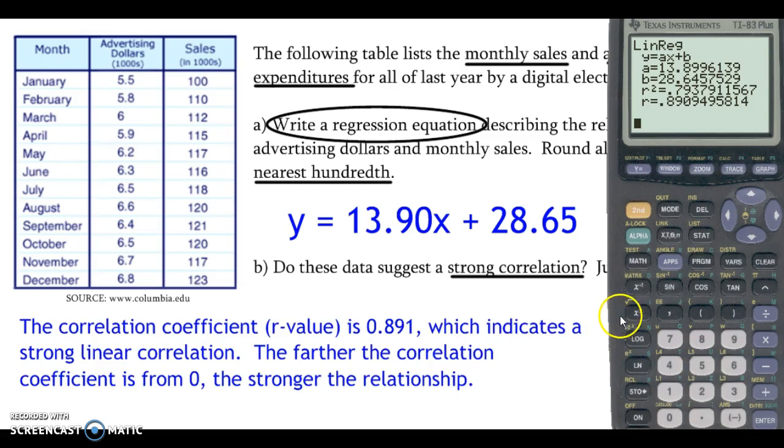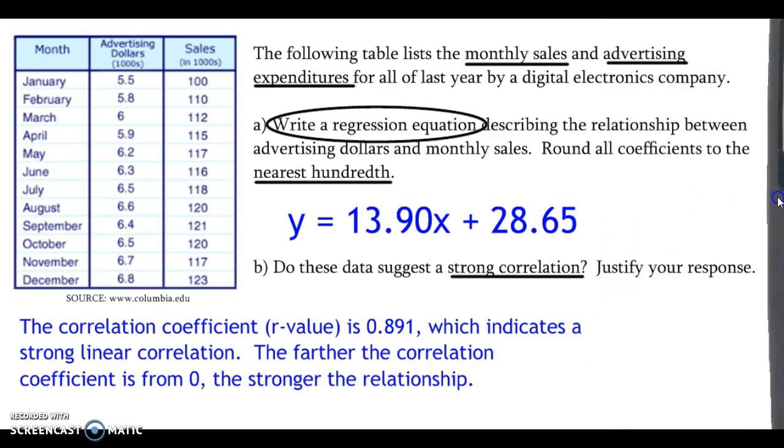So you can see your answer here, and I'll slide the calculator out of the way because it's no longer needed. We're supposed to justify our response, so the correlation coefficient in this case, as I said, 0.891, means it's strong. Go ahead and pause the video if you'd like to copy that down. Otherwise, we'll take a look at the next example.